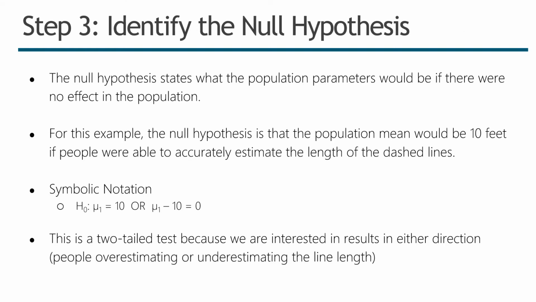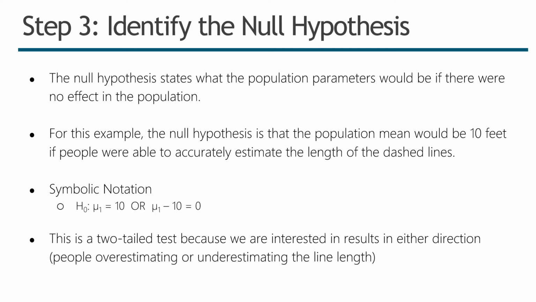For step 3, we need to identify the null hypothesis. The null hypothesis states what the population parameters would be if there were no effect at all in the population. So for this example, what we're looking at is individuals in our sample and their estimates of the length of dashed lines in the road. Right? And we're going to compare their estimate to 10 feet. And so what we would expect, if there's no effect and people are really actually able to accurately estimate this line, is that their mean should be equal to 10 feet.